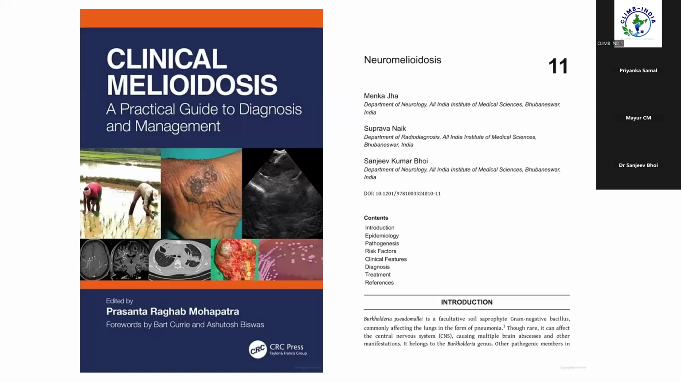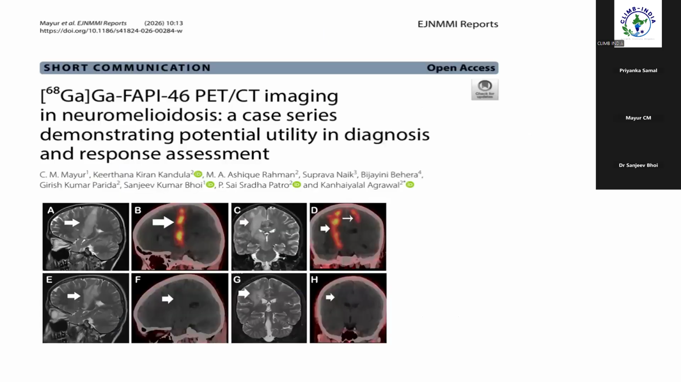Other contributions from our institution include a clinical handbook on melioidosis, a practical guide to diagnosis and management, which was published from our institution. The chapter on neuromelioidosis was authored by our department and authors from the Department of Radiology of our institution. Also, we recently published the utility of a novel imaging technique, gallium-FAPI 46 PET-CT imaging, in neuromelioidosis. This is a case series demonstrating its potential utility in the diagnosis of neuromelioidosis. It can be used in other infections also, and it is superior to MRI in showing early recovery of the lesion or response to therapy.